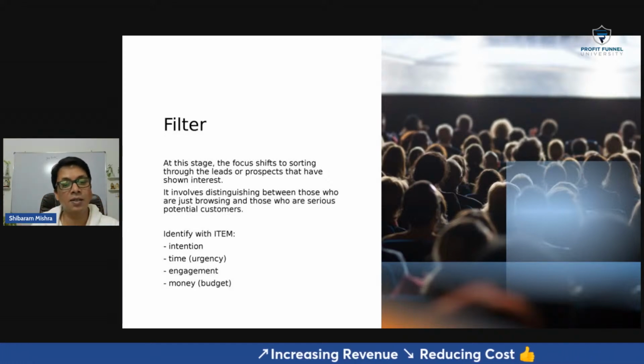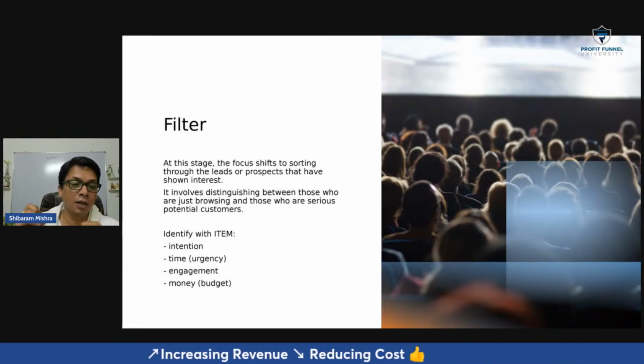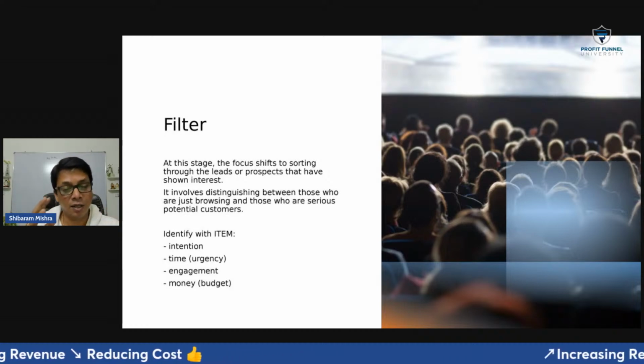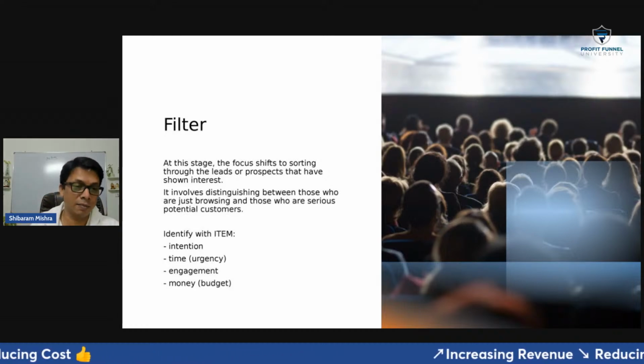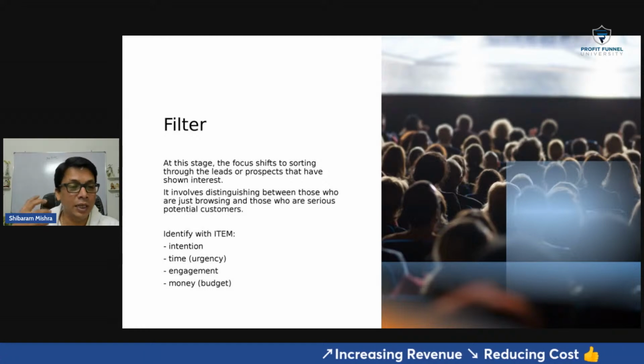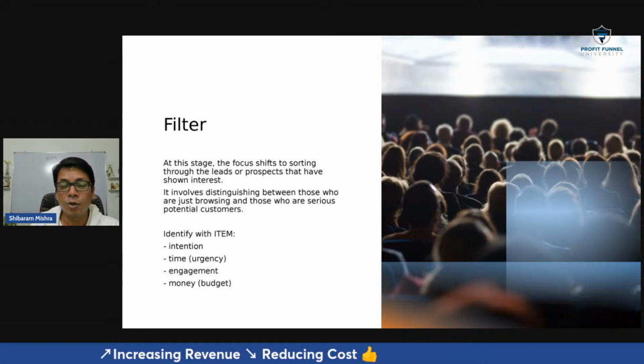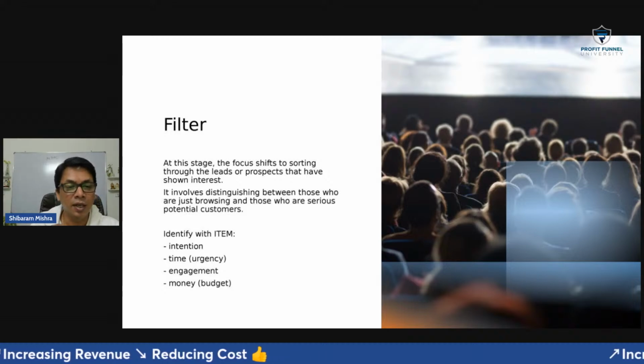Then the real game starts. So at this stage, our focus shifts to getting leads, sorting the leads, segmenting them, and prospecting them. This can be done through lead scoring. For lead scoring, there are different models used by different types of industries.